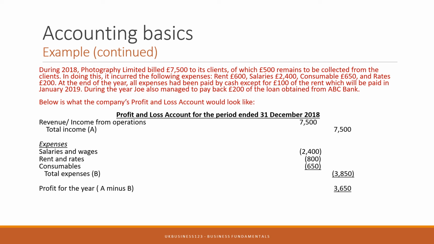So what you're seeing on the screen is an example profit and loss account for the year ended 31 December 2018. So we've got our revenue or income there of 7,500, and then we've got expenses of salaries and wages 2,400 per above, rent and rates, which is made up of the 200 for rent and the rent for 600 per above, consumables 650 per above. Total expenses 3,850. Therefore, the profit for the year, which is A minus B, income minus expenses, 3,650.